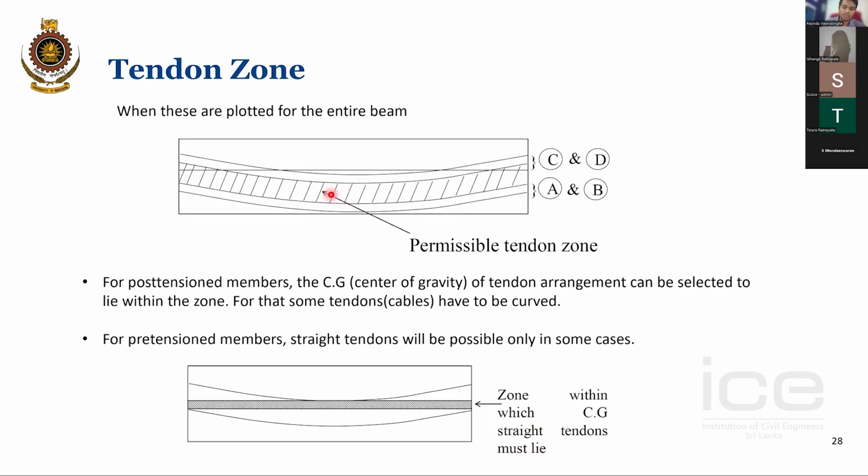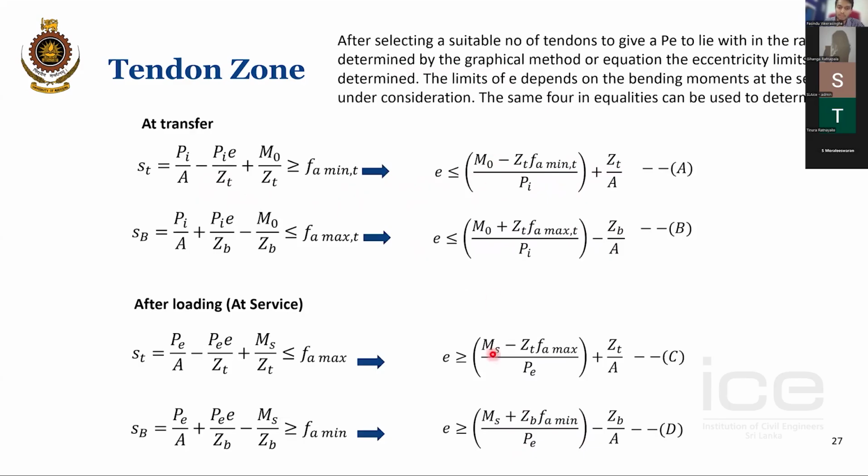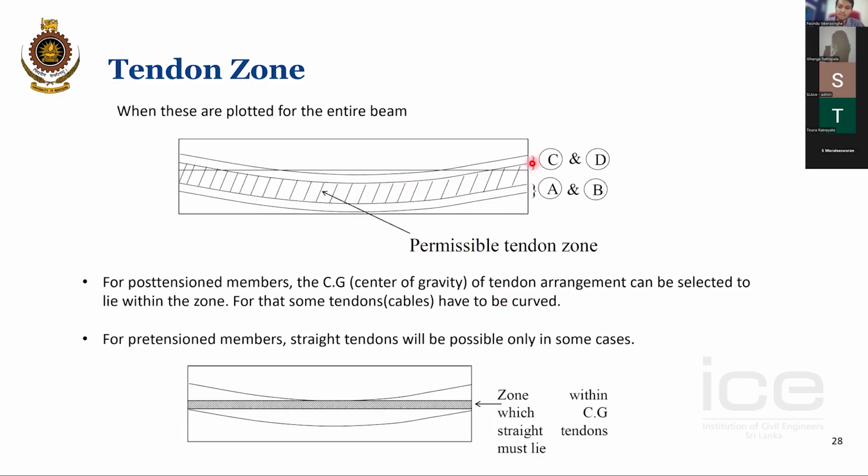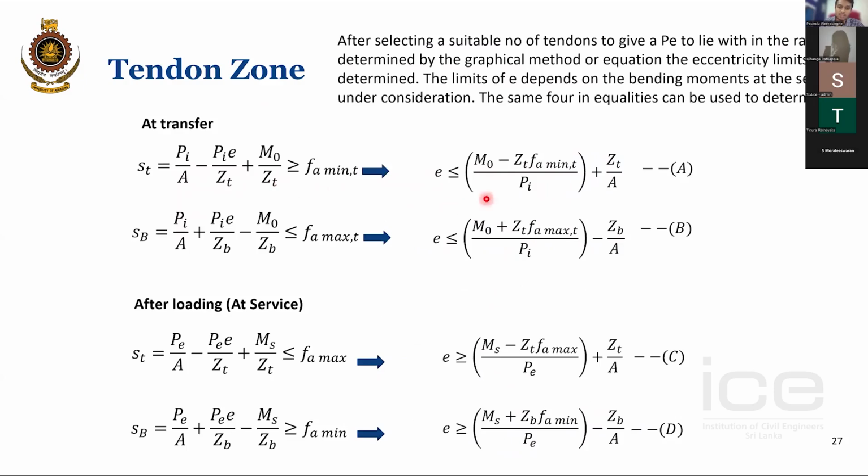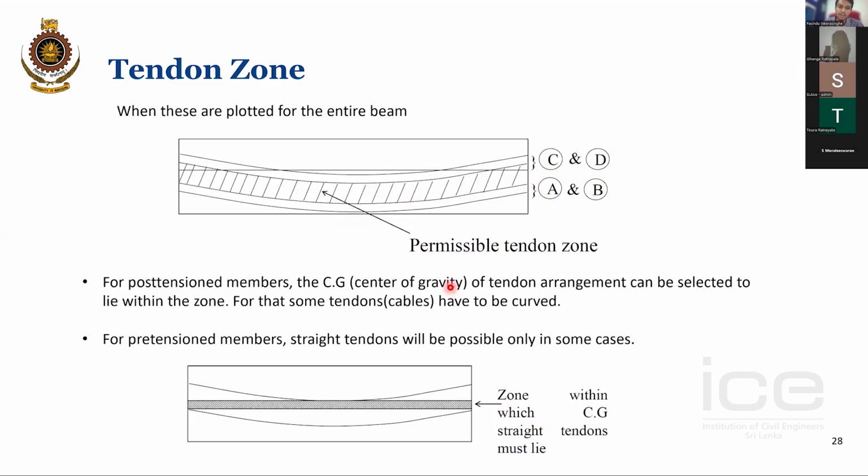So what we do initially, we design the beam at the midspan and select a suitable eccentricity. So therefore the moment will be the midspan moment. If you substitute the end moments, then you can see what the limits are at the two ends as well. So then you can connect this profile, and if these inequalities are to be satisfied, your pre-stress force should be applied within this zone.